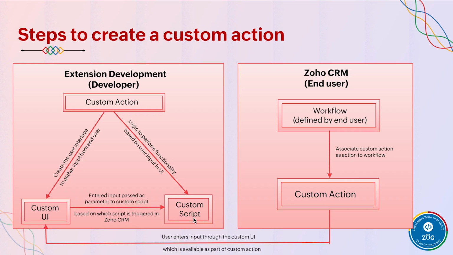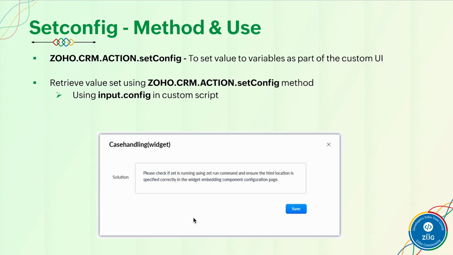I hope you're clear with the steps that are required to create a custom action and you understand the benefit of using the custom action. Next we are going to see a method called setConfig and the significance it plays while you're using this custom action feature as part of your CRM extension.